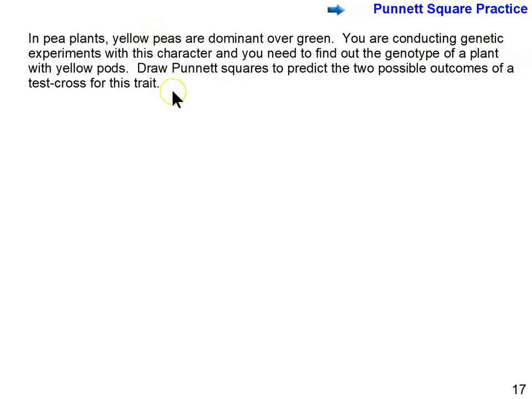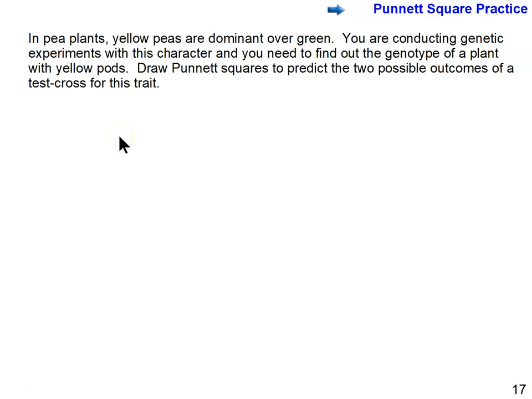So what you need to do is actually do an experiment to find out. And what you do is you cross that individual with an individual of known genotype. And the only individuals that you know their genotype are the ones that are homozygous recessive. In this case, that would be green. So you would take that yellow pea plant, that plant that has yellow peas, and cross it with a plant that has green peas, because you know the genotype of that green pea plant. And that's called a test cross.